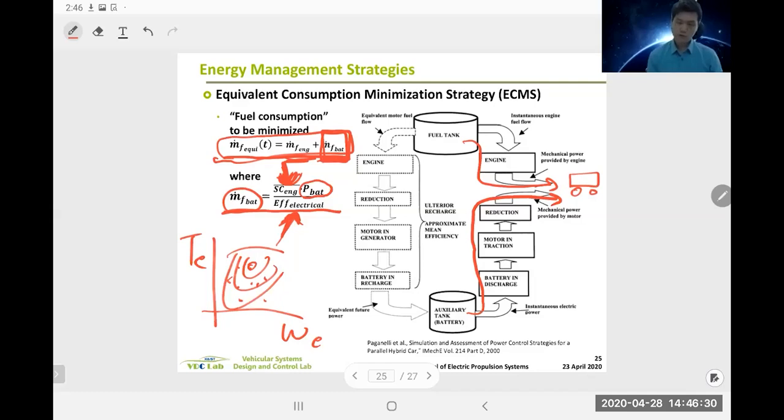But what equivalent fuel consumption is doing is that if SOC drops, then you need to bring it back in the future. So that's this part. Some sort of virtual loop or connection. In the future, we will have to use fuel to refuel the battery, right? Probably this power path.